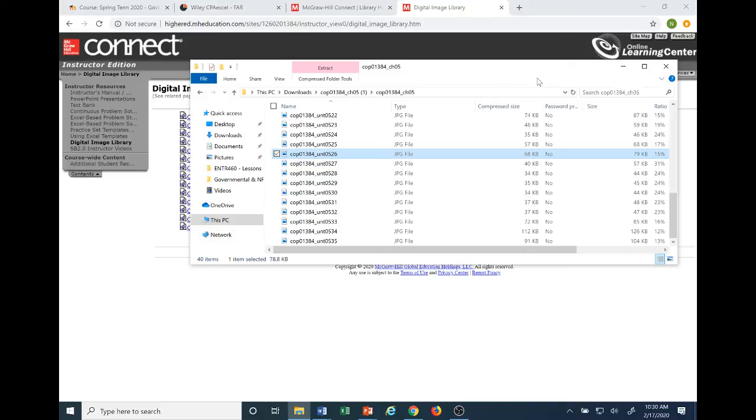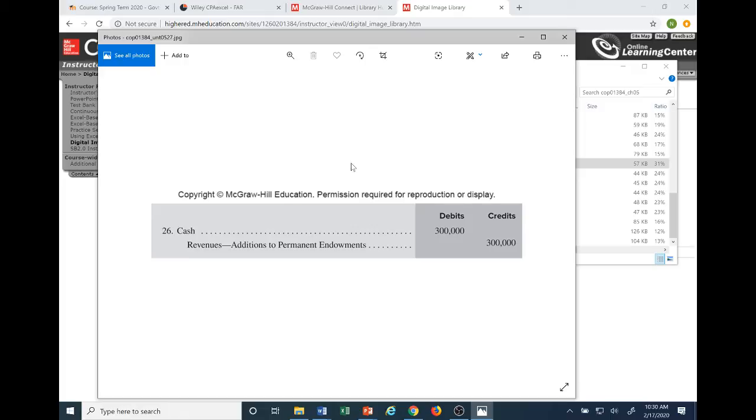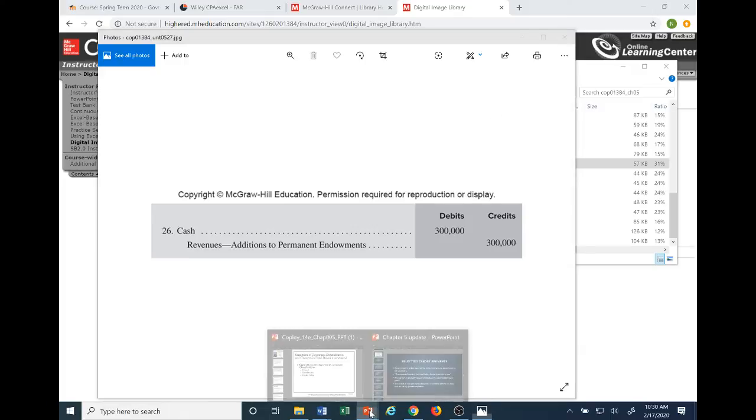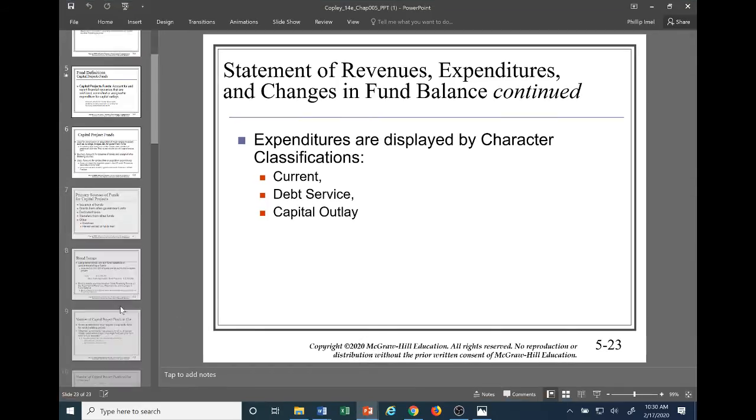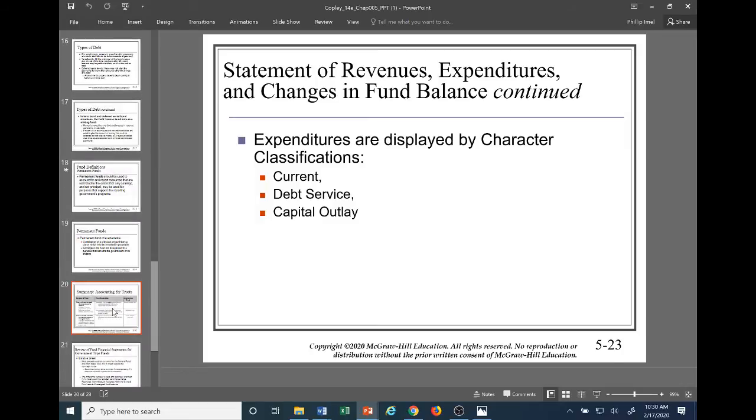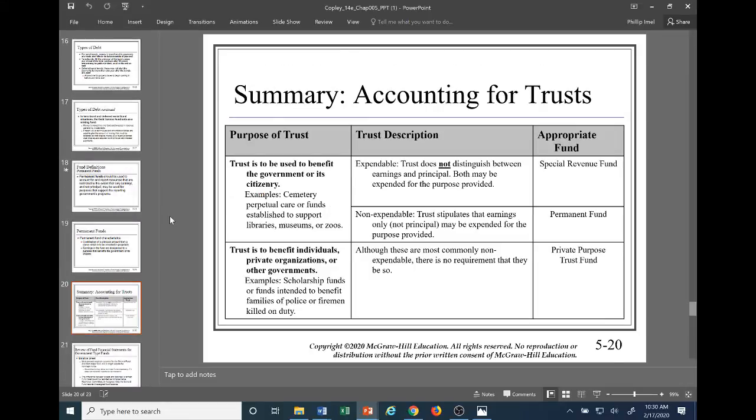Let's see here. So let's just get into this trust. Let's see if that's the next example here. If not, then we'll just go back over. So let's just jump back here for just a second and go over this one more time. Remember the accounting for trusts. Let's just review slightly here.